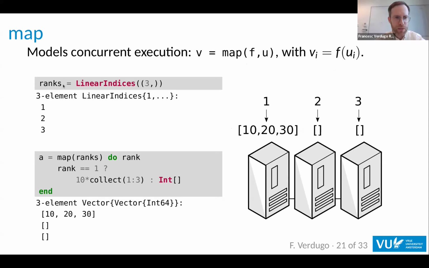Here you have an example, right? So this array, if you map it with this function, you will get this result. And when running with MPI, the input array is going to be distributed in this way over the MPI ranks, and the result is going to be distributed in this other way over the MPI ranks.